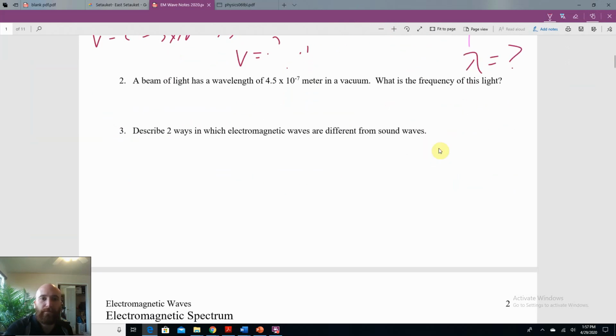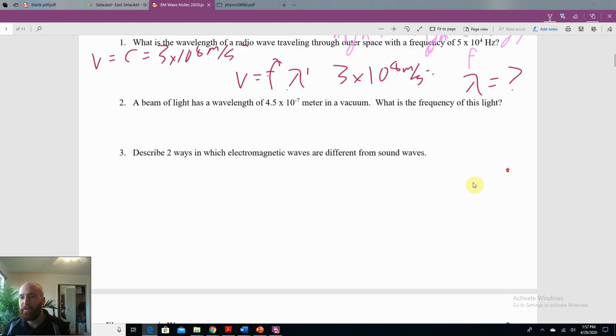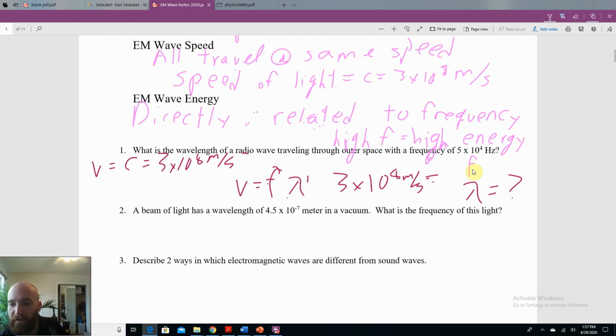Computer's mad at me today. Okay, we know that v is 3 times 10 to the 8th meters per second. And again, we know that because it's the same for all of these waves. Equals, the frequency I gave you is 5 times 10 to the 4th hertz.